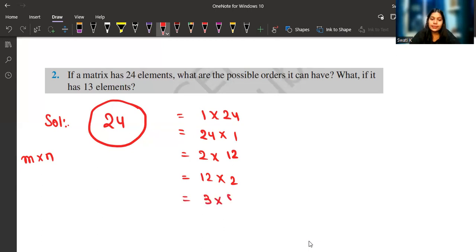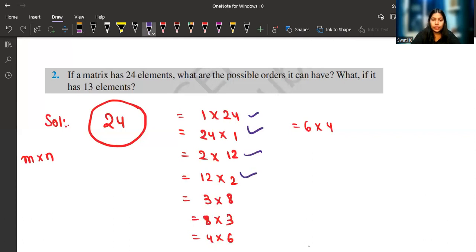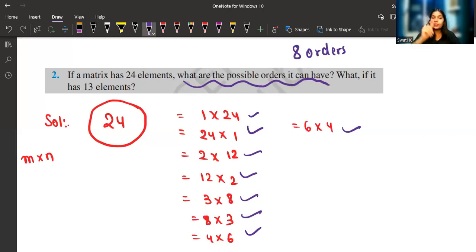Next is 3 cross 8, 8 cross 3. Next is 4 cross 6, 6 cross 4. Do we have any other? No, we are done. So I think we are done. How many possible orders can it have? 1, 2, 3, 4, 5, 6, 7, 8. So it can have 8 orders. That is it. This is the answer. You can show this by writing it in this way.